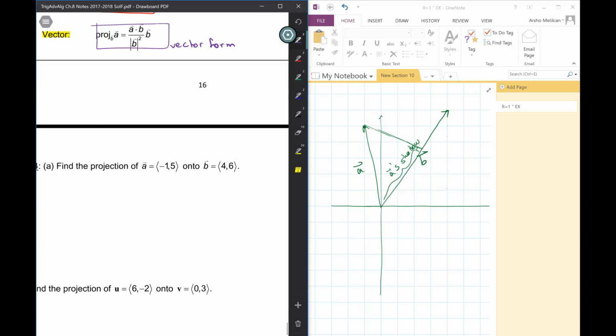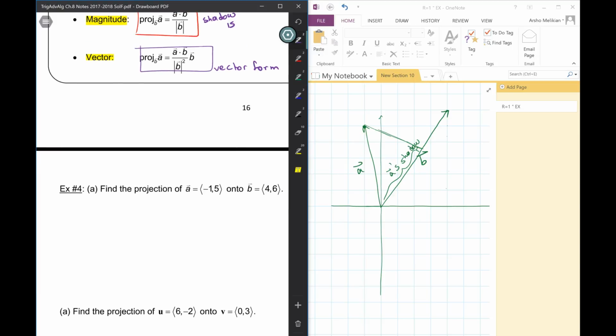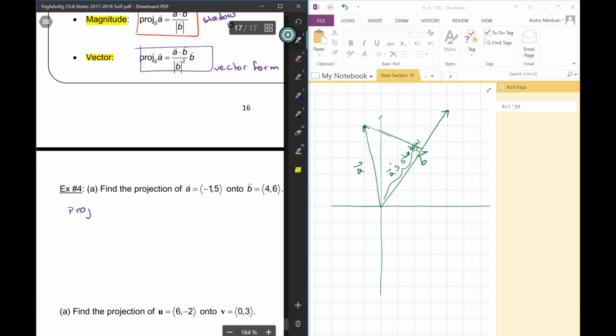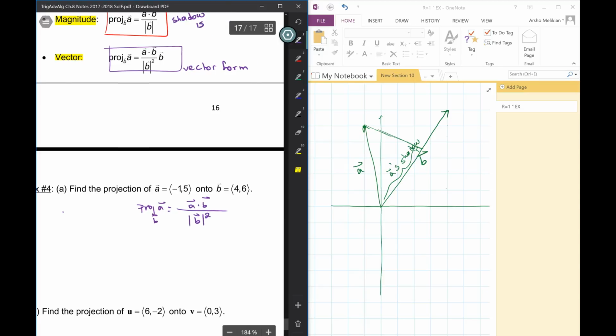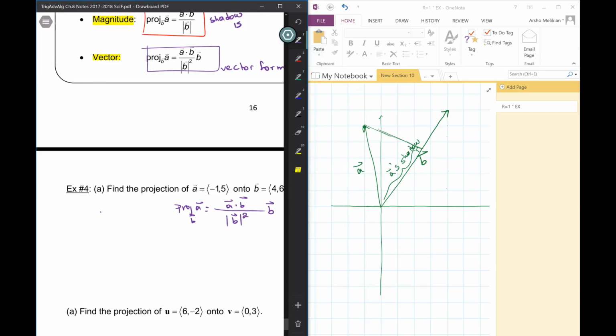So the first part, right? The projection, first we have to find the magnitude of that and then give it a vector, all right? So let's find the projection. I'm going to use that second formula. Here, I'll write it here. So projection of A onto B is going to be that second formula: A dot B over B squared times vector B. Okay? All right, so let's do it in steps again.